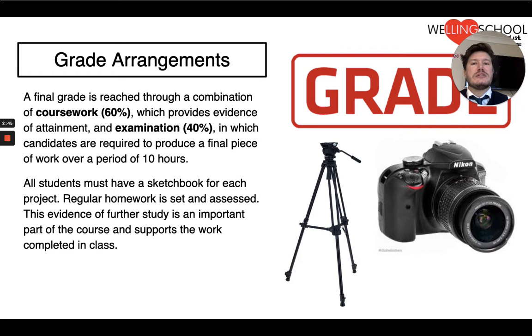So, grade arrangements: how the course is broken up between coursework and the examination. A final grade is reached through a combination of coursework, which is worth 60% of your GCSE mark and provides evidence of attainment, and examination, which is 40%, in which candidates are required to produce a final piece of work over a period of 10 hours. That will take place across 2 days towards the end of the year, and it will be a 5-hour examination on both days. That is when you produce your final resolution, your final pieces for your projects.